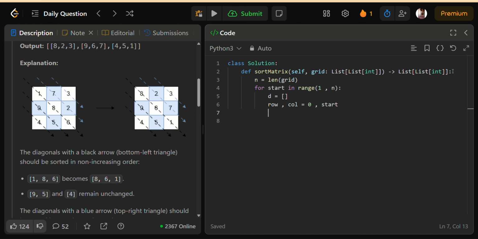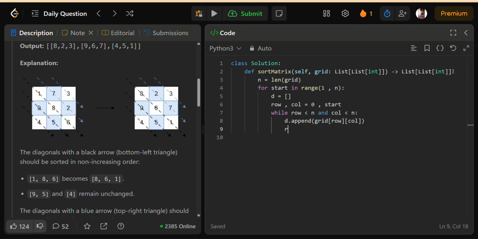into the diagonal positions. Once we've handled the upper diagonals, we move on to the lower diagonals, which include the main diagonal as well. For these, the process is exactly the same, collect the diagonal elements into a list, sort them, but this time in descending order, and then put them back. By following this systematic approach of collect, sort, and place back for both halves of the matrix, we guarantee that all diagonals are sorted according to the rules.